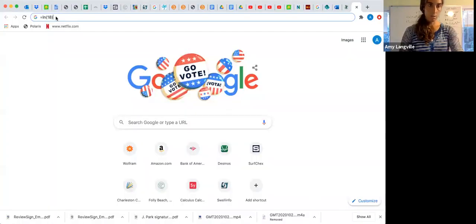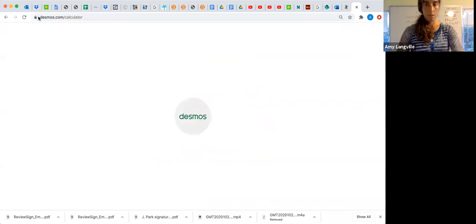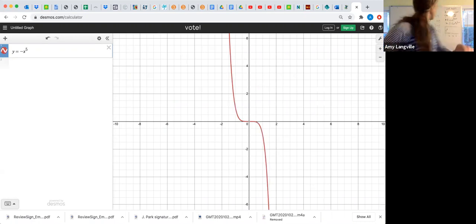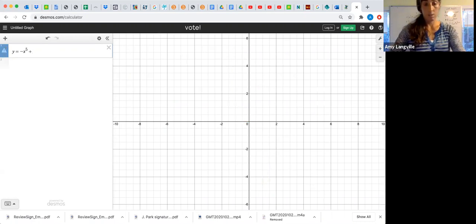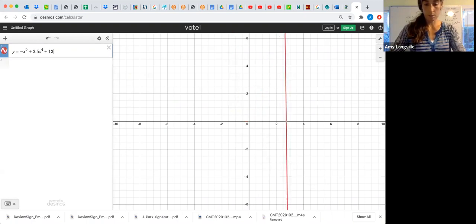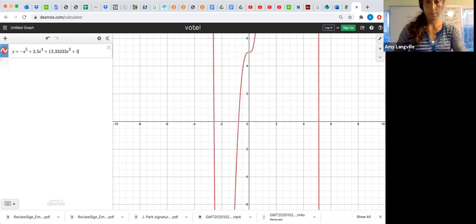All right, so we were at Google, but let's change this to Desmos. Calculator, sure. The original function is minus x to the 5th plus 2.5 x to the 4th plus, let's just write this one as a decimal, 3x to the 3rd plus 5.